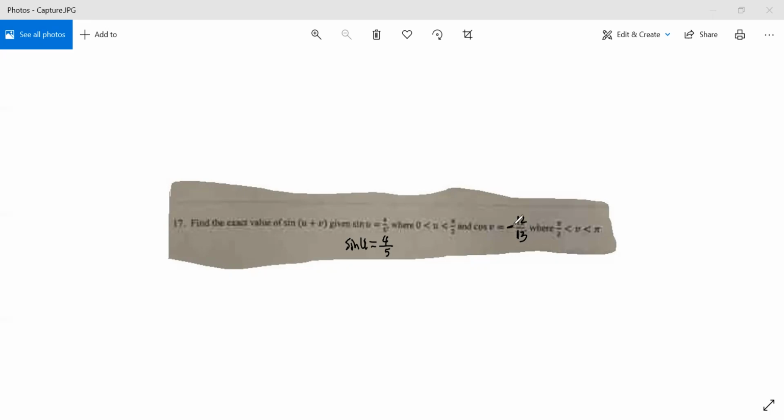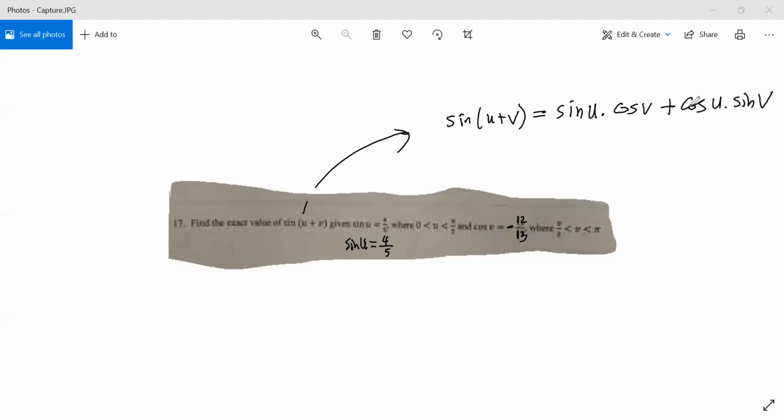Okay, so first let's start with this. We're trying to find sine of u plus v. By the sum formula of the sine function, let's expand this first and then we'll figure out what we need, right? So this is going to be sine of u times cosine of v, and then plus, and then you change the function, which is going to be cosine of u times sine of v, right? So it's going to be this.